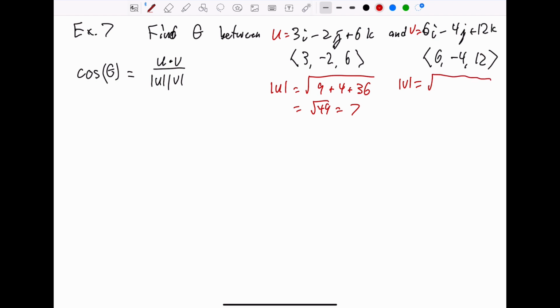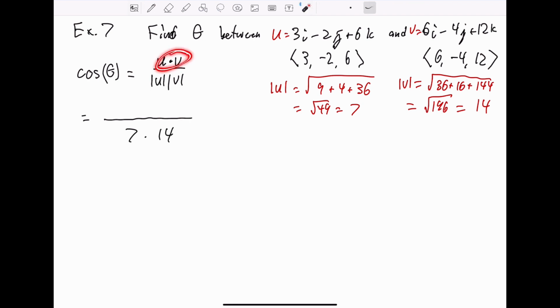We have the square root of 36 plus 4 squared, which is 16, plus 12 squared, which is 144. These numbers sum to 196. The square root of 196 is 14. That's the magnitude of this vector v. Let's plug those into the formula that we've got here. We have u dot v in the numerator, and we'll divide by 7 times 14.